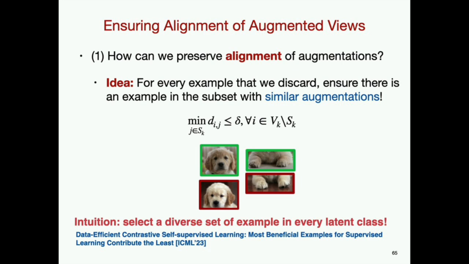And intuitively, what this is doing is selecting a diverse set of examples in every latent class. I know I'm mentioning latent class again and again, but I'll clarify what I mean by that in a second. And the full derivation for this appears in our paper linked below.